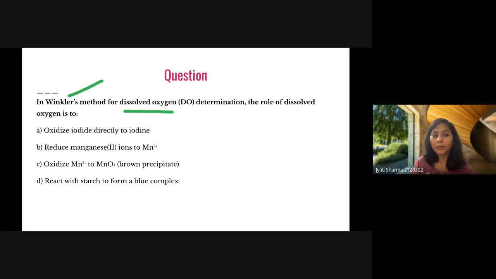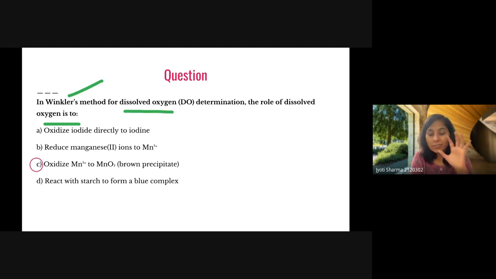Okay, so here the one step is that dissolved oxygen will react with something, and then something will happen, and then using titration we may get the concentration of dissolved oxygen, right? So the role of dissolved oxygen is to what here? Okay, I'm getting Method is giving me C, and then Priscilla B. Okay, so I'm going with the C answer.